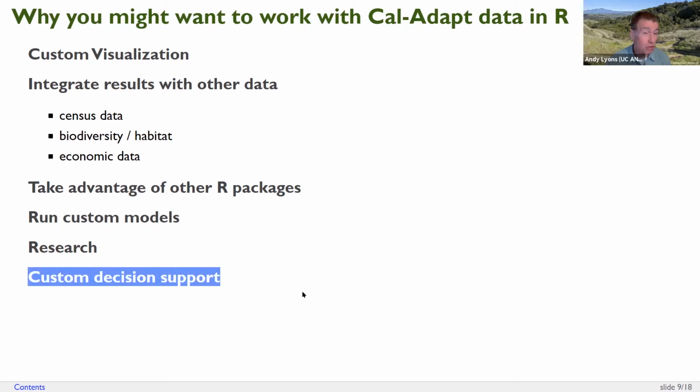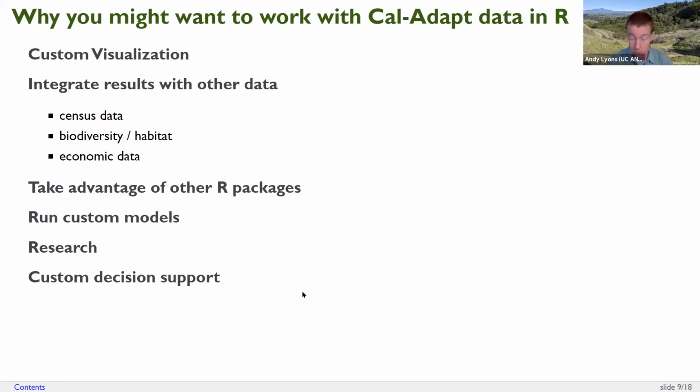R is also pretty strong for decision support, not just the statistics and the summaries, but actually you can create, as we shall see today, lightweight online graphical decision support tools with R Shiny. And you can use CalAdapt data in those through this R package. So there's a lot you can do in R. It's a good package.